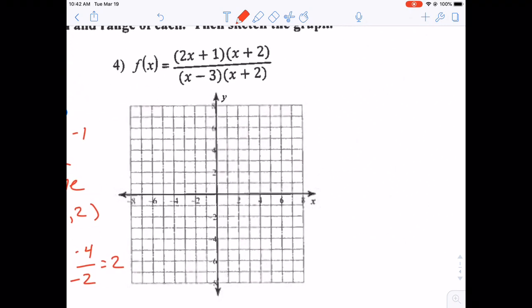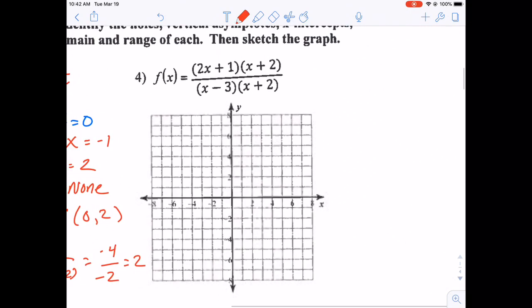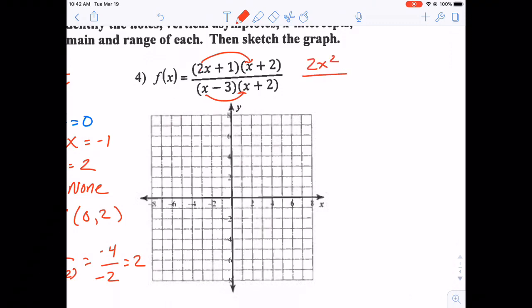Number 4. Number 4 is already factored for you, which is nice, but I do want to give you a little help on the horizontal asymptote. To find the horizontal asymptote, you need to compare the powers of x. But to compare the powers of x, we can't have it factored. We have to unfactor it, but you only need to unfactor the x's. What I mean by that is we're going to take the 2x times the x in the numerator, which gives you 2x squared, and in the denominator x times x, which gives you x squared. Now you're comparing the powers of x. Because the powers of x are the same, they're both x squared, we're going to have a ratio of their coefficients, which is 2 over 1.